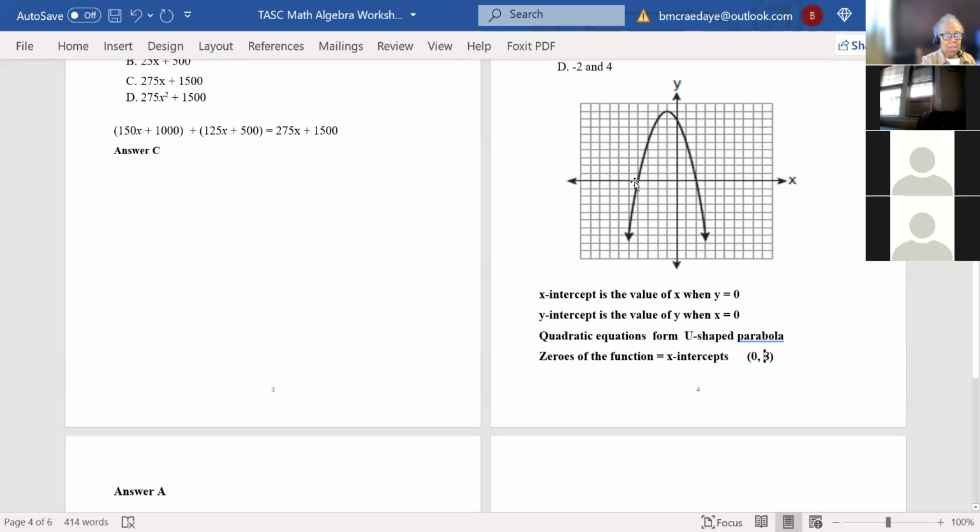So if you're given a parabola and they ask you what are the values of the zeros of the function, just look at where there's a 0 on the X line. And there's always 2 points. One here, one here. One negative, one positive. Questions?